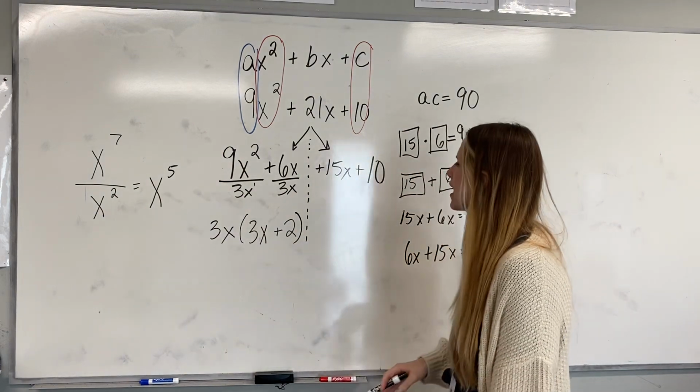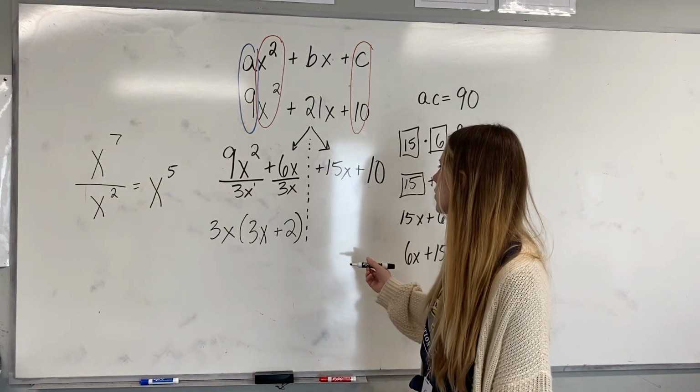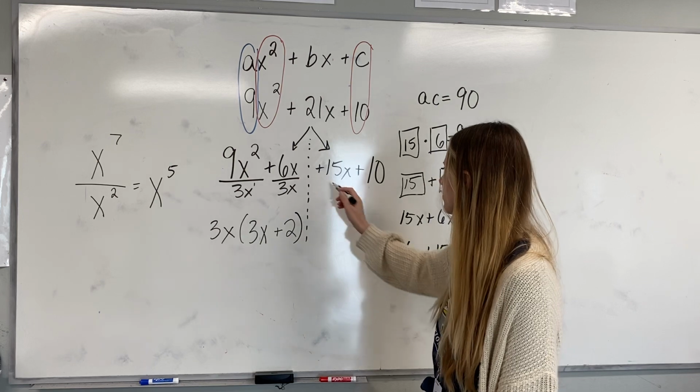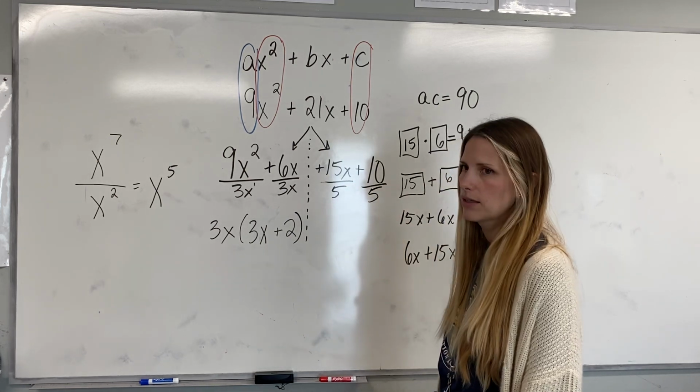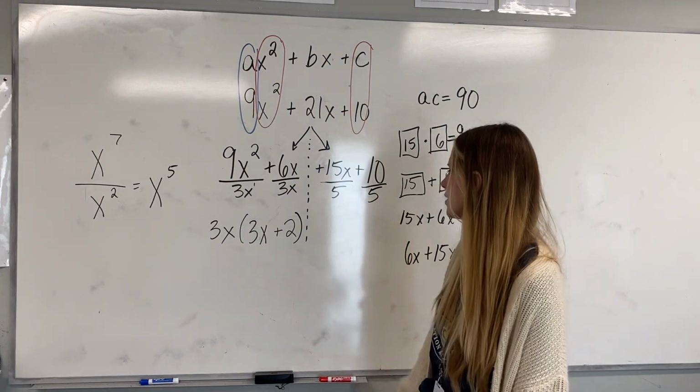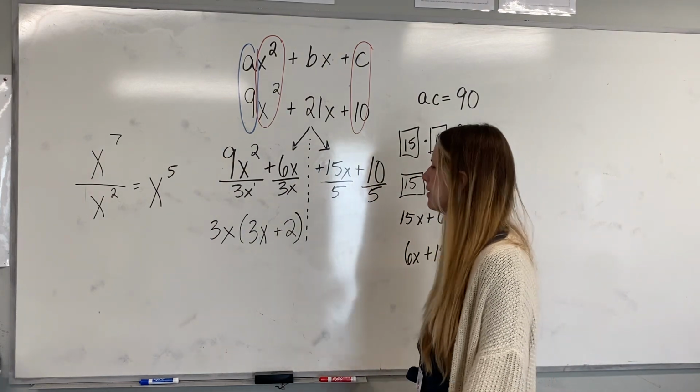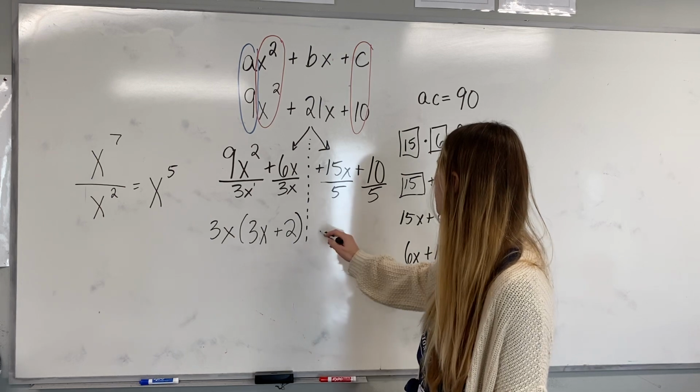Let's go to team right and factor this out. What's their GCF? 5. Why is it not 5x? Right, because one of the terms doesn't have an x, so it can't be a common factor. So we're going to factor out the 5.